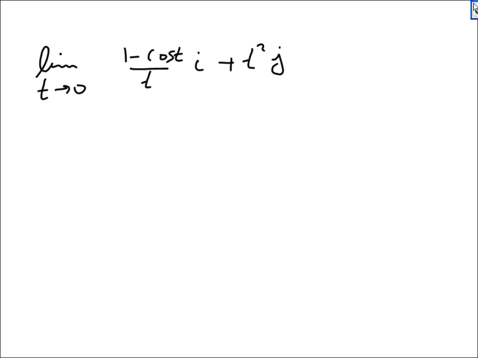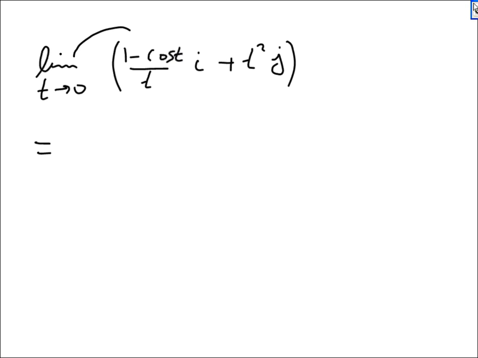Okay, so we just take the limit of the i part plus the limit of the j part. Let's try one more limit problem. Suppose you have the limit as t goes to 0 of 1 minus cosine of t over t in the i direction plus, say, t squared in the j direction. What's the limit of that?